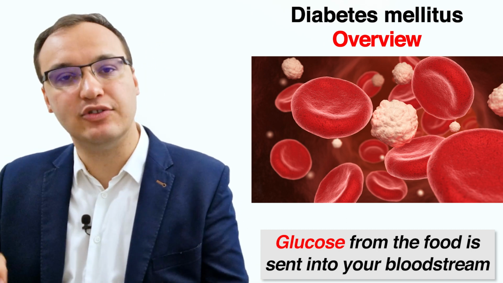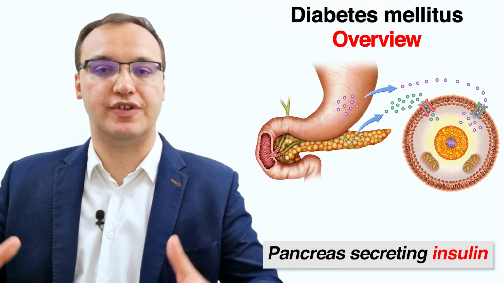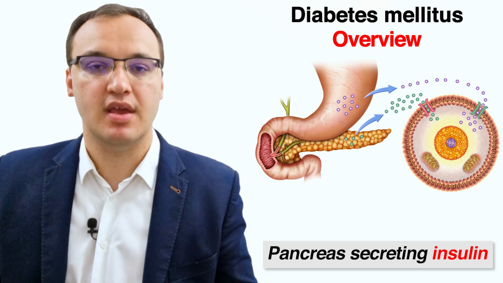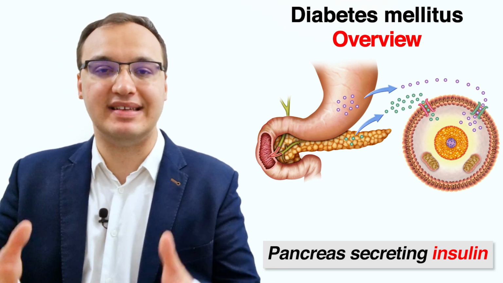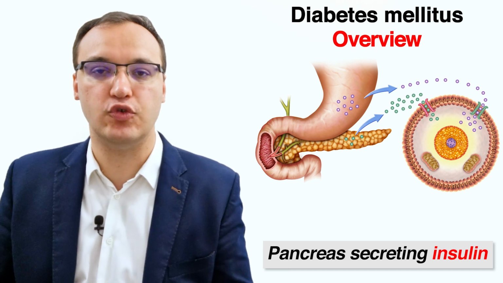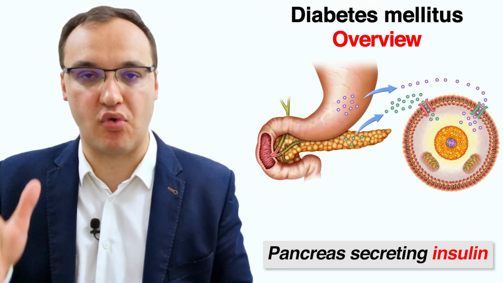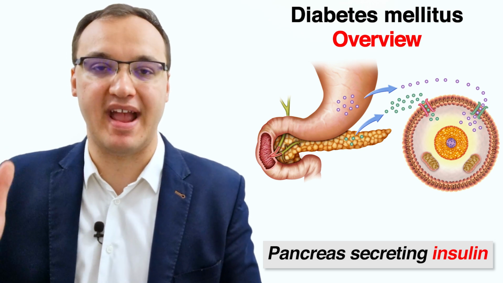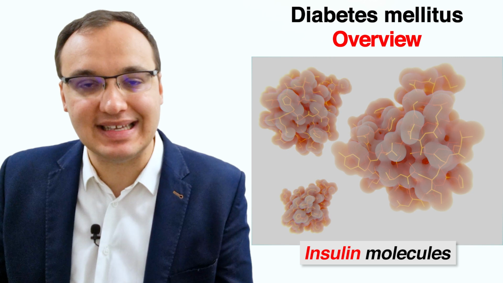However, to get it into the cells, a hormone is necessary, and this hormone is made in an organ called pancreas, which is found in the abdomen region. And the pancreas is a long and flat gland that helps your body digest and absorb energy from food by producing hormones and enzymes. And one of the primary hormone products of the pancreas is insulin, which helps the glucose get into the body cells.